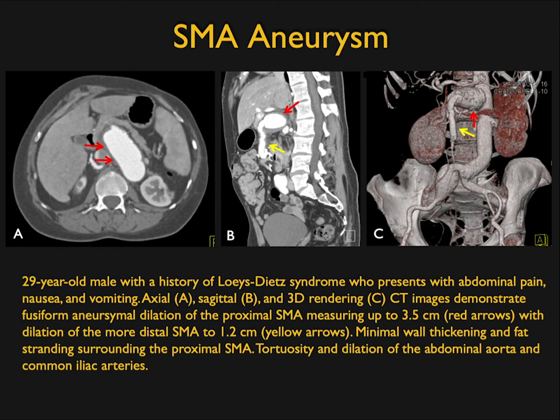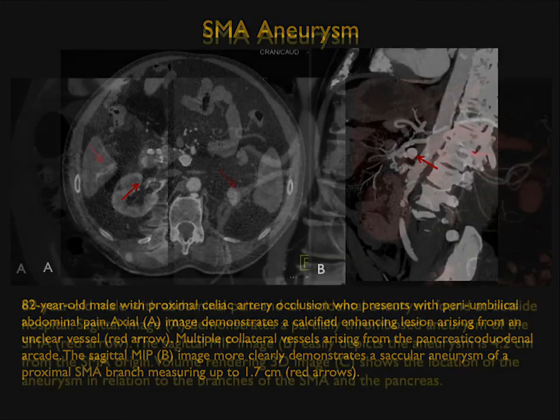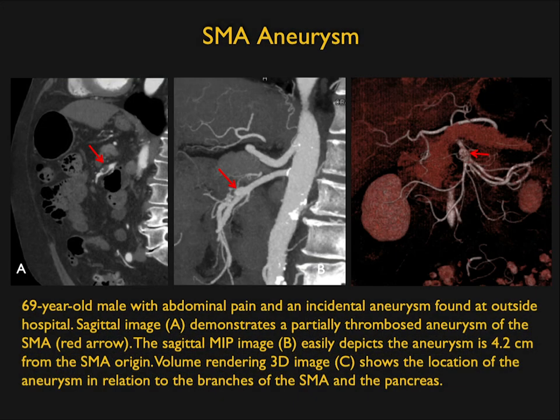This is a patient with Loeys-Dietz. That's probably the largest aneurysm I've seen of the SMA, and I've seen 2 cases like that. Just an amazing subset of population of patients, but you can see the size of that SMA aneurysm. Here you can see another example with a partially calcified SMA aneurysm, and another example with an incidental aneurysm found.